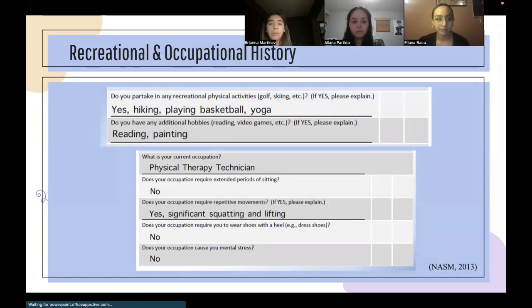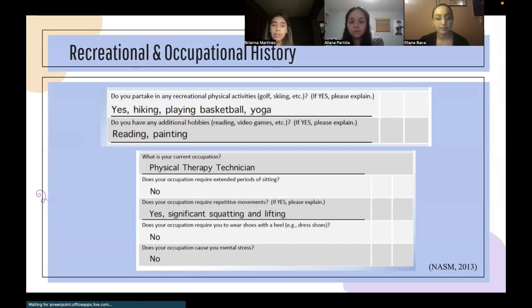As for the additional hobbies, it is clearly stated that she likes to read and paint, and these let the professional know that she could be in positions that could affect her with some muscle imbalances. So it helps us know that there are habitual repeated movements that could be leading to the impairments.